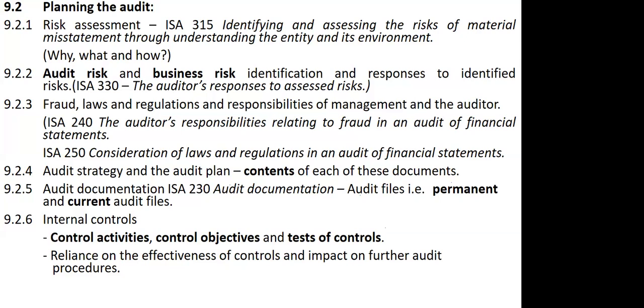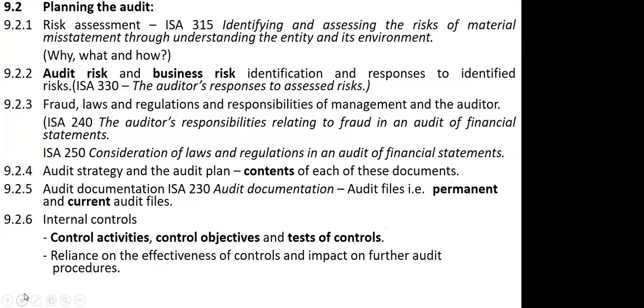We must know the control objectives. The control objective is basically the reason for the controls that have been put in place. In other words, before putting in a control, there must be a reason. Okay, and then the test of control is basically the procedures the auditors perform to test whether or not the controls are operating.